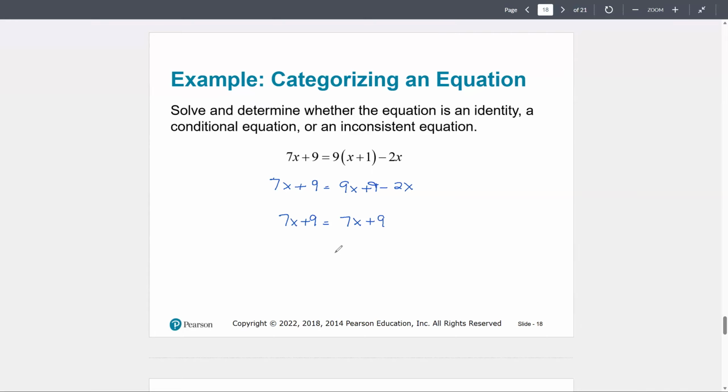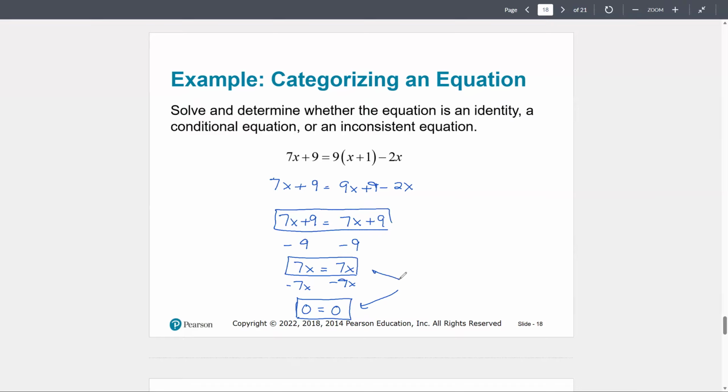So some of you here might see what's going to be going on, but let's keep going. If I subtract 9 from both sides, I have 7x equals 7x. If I try to subtract 7x from both sides, we get 0 equals 0. So usually a lot of times this is 0 equals 0. Both sides are always equal.